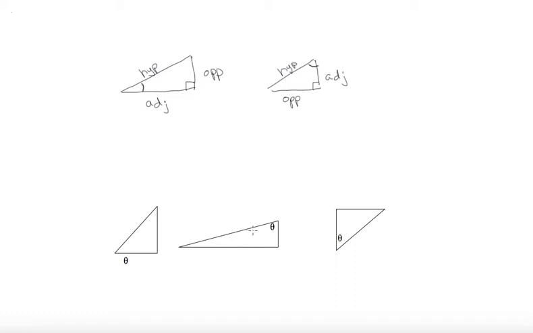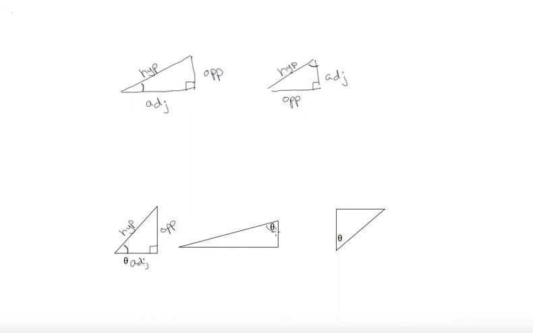So these are the three triangles from the bottom of page 2 of your first little notebook here, and we're going to say that this is theta right here. This is our right angle. So if this is our right angle, that means this is the hypotenuse. Now the side that makes up the angle with the hypotenuse is the adjacent side, and then this one is the opposite side.